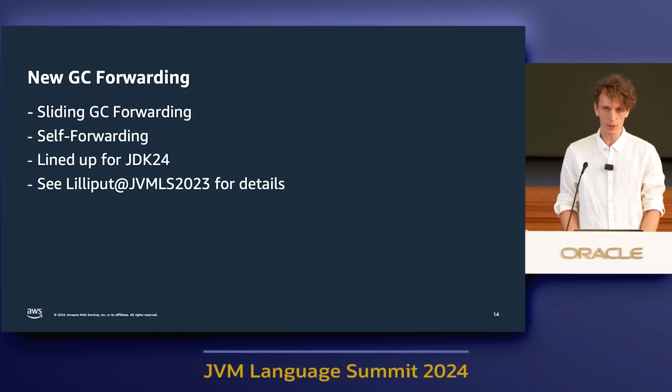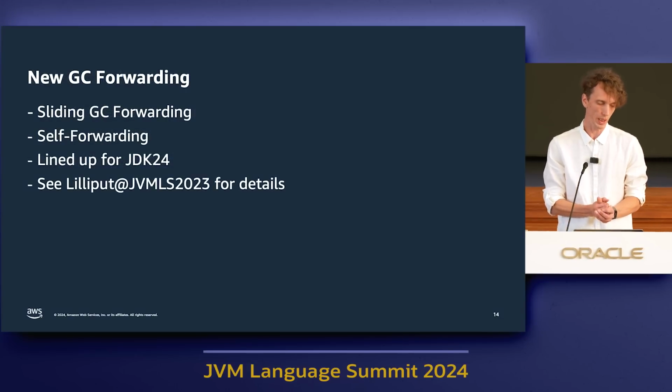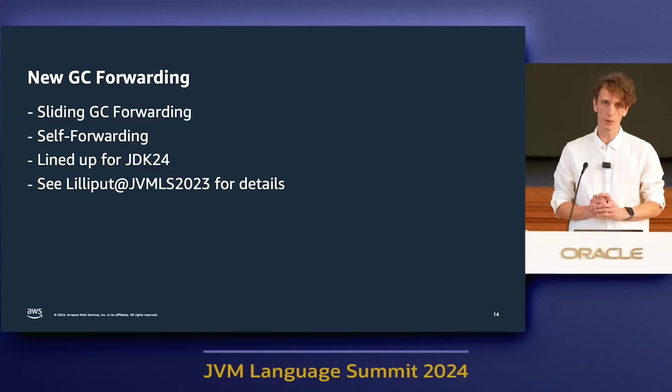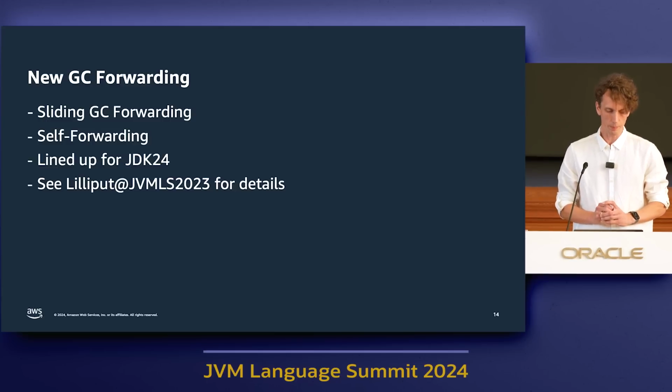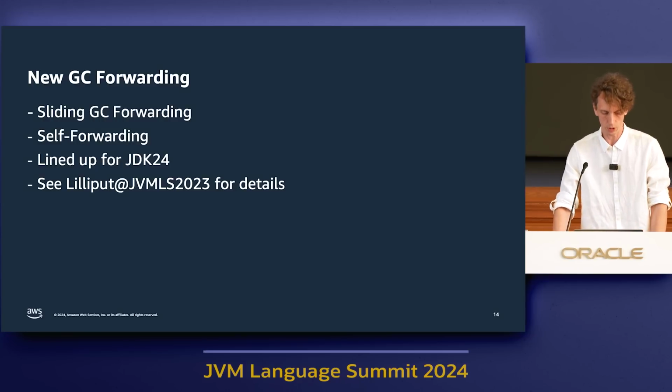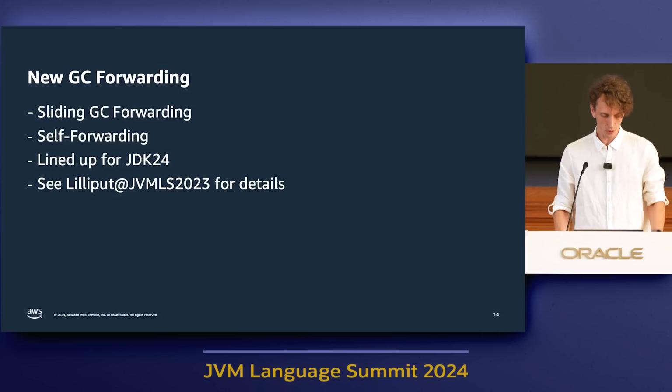Right, and another thing that we did in Lilliput is a new, improved GC forwarding scheme. We call it sliding GC forwarding and self-forwarding. This is also basically the purpose of it is to not override the class pointer that is in the upper parts of the object headers. I talked about this last year, so you can look it up on YouTube and watch the details there.